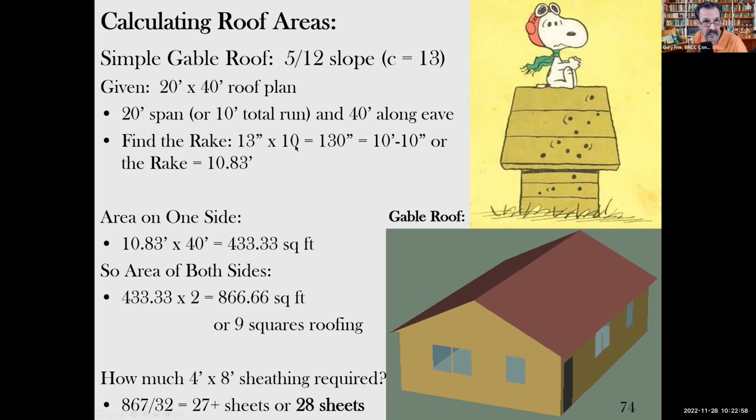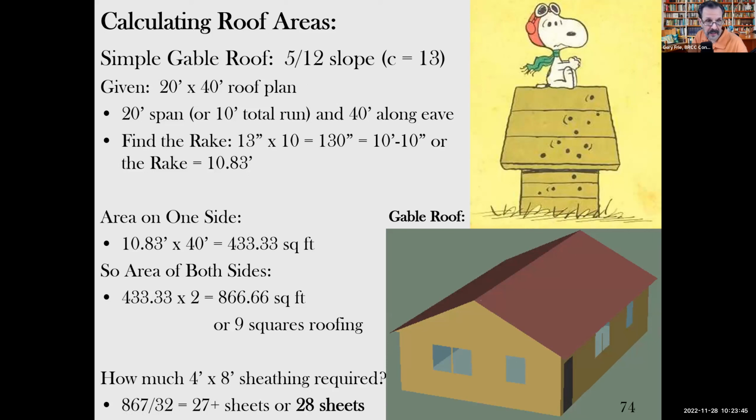So that's why I've got a rake of 13 inches times 10, we end up with 130 inches, which is the same as 10 foot 10, which really doesn't help us. We need it in its decimal form, which is 10.8333333 on the calculator. I should have probably put a repeater mark on that or a few more decimal places, but that's close enough. So that's our dimension, 10.83 feet. Our area on one side of that roof is 10.833 times 40 feet along the other side. And so on one side of that roof, you've got 433.33333 square feet.